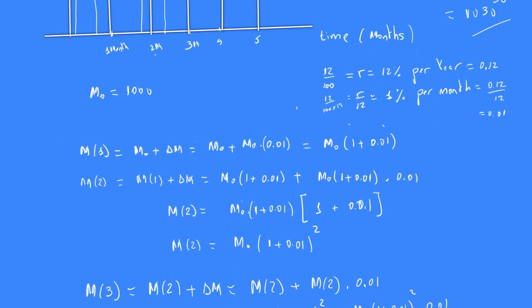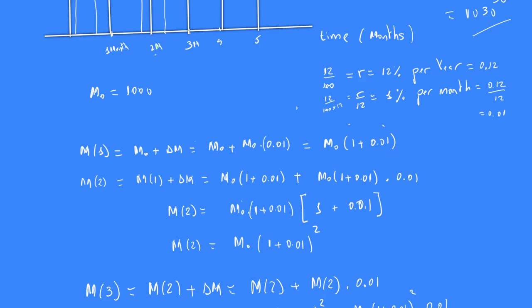So what we have said is that you start with a certain amount of money, M0, maybe 1,000, and M1 is the previous amount that you have at time t0 plus the change in the money. The change in the money is the money that you had multiplied by the interest rate, 0.01. So this expression can be written as M0 multiplied by (1 plus 0.01).